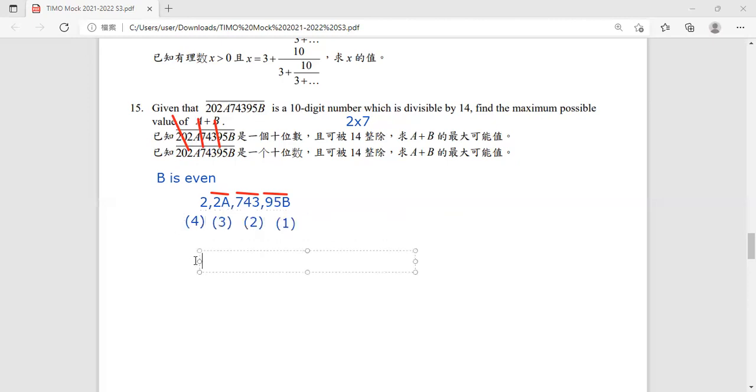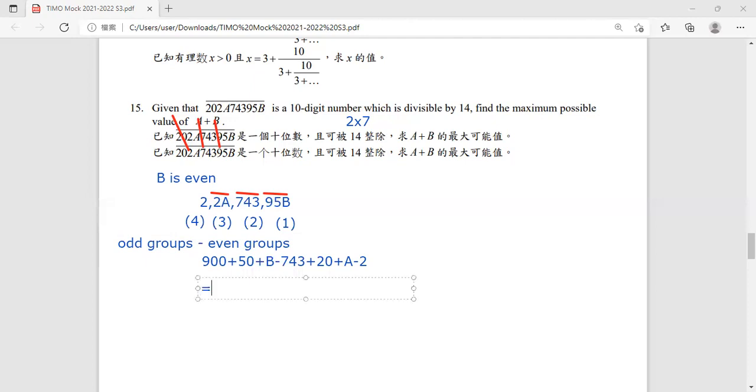Now, what we do here is take the odd groups, 95B, or you can say 900 plus 50 plus B, minus 743, plus 20 plus A, and minus 2. Then what I got is A plus B plus 225.